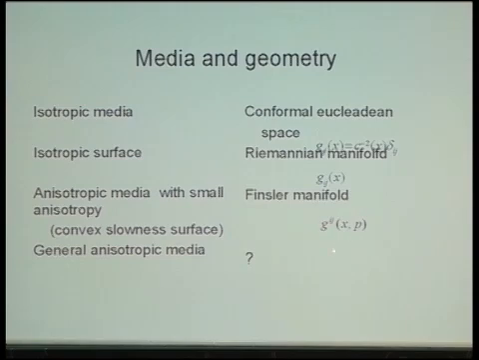And we have to use it, because it is the essence of our problem. What will happen if we have a general anisotropy, when the slowness surface is not convex? Nobody knows. Geometers till now don't have an adequate instrument.